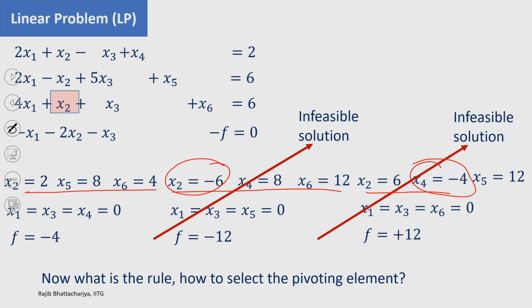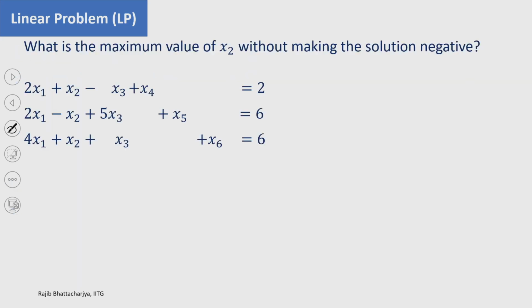So, we have to select the pivoting element in such a way that we are not getting an infeasible solution, and we are getting only a feasible improved solution. Now, what is the rule here? Before discussing the rule, let us see this: I would like to make x 2 a pivoting element. So, what will be the value of x 4? x 4 will be equal to 2 minus x 2.